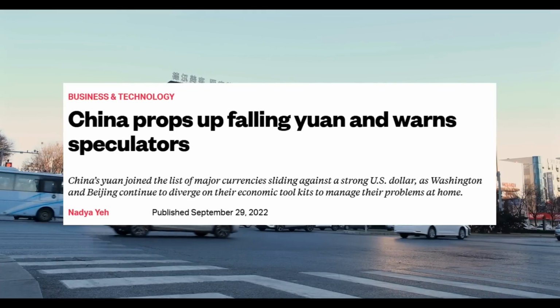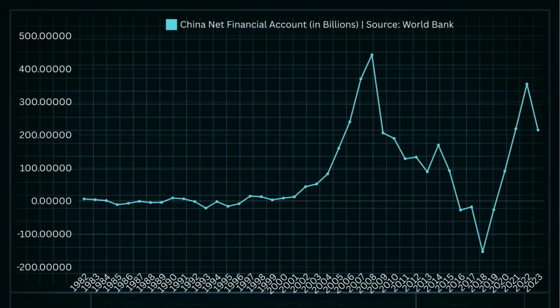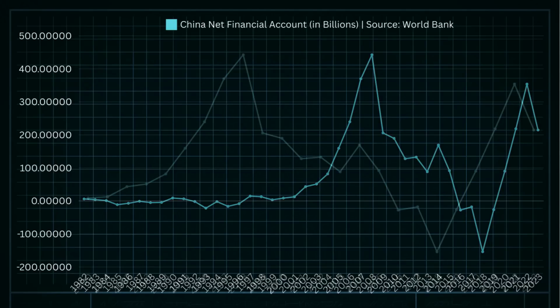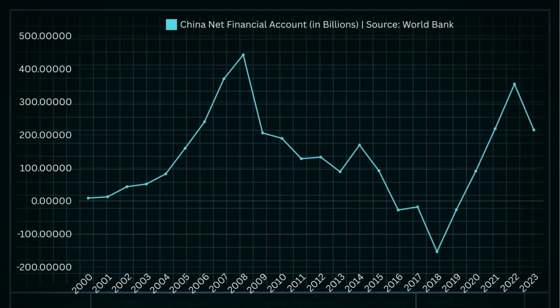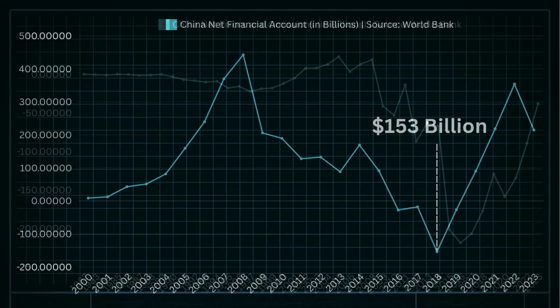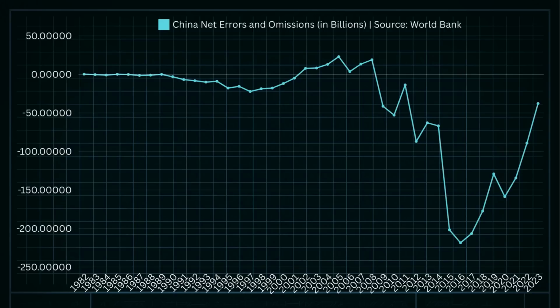For instance, from 2015 to 2016, China experienced significant capital outflows, people moving money out of China. Here's a graph on China's net financial account on the balance of payment, data that we collected from the World Bank. As you can see, from 2016 to 2019, the net financial account was negative, with the year 2018 seeing the biggest outflow of over $153.8 billion.